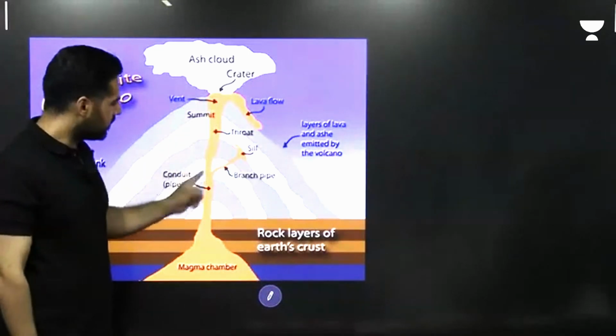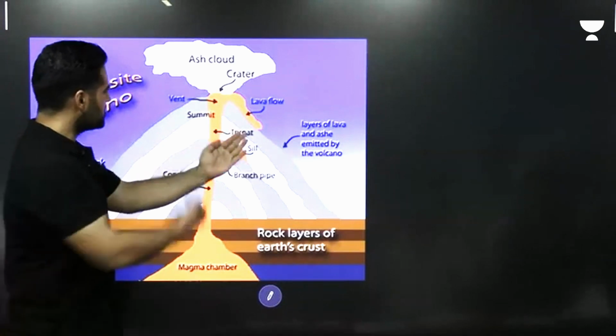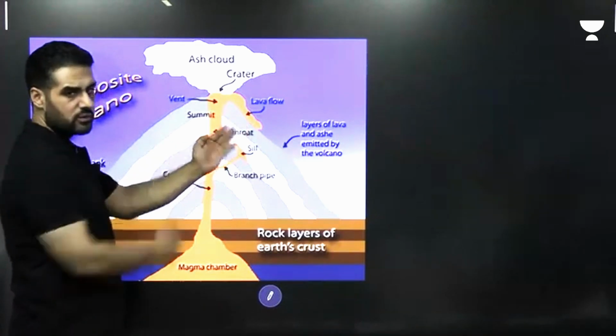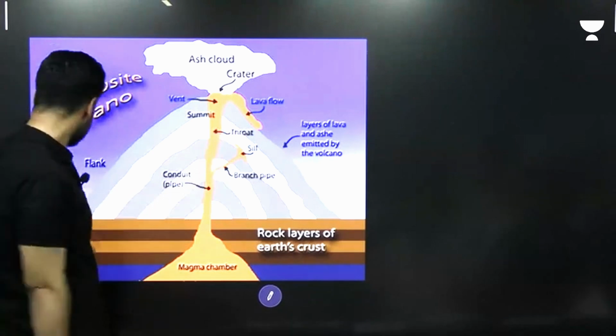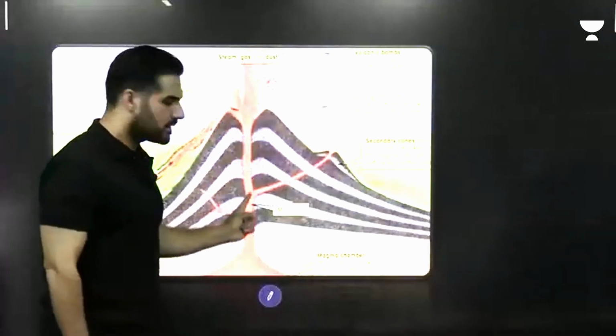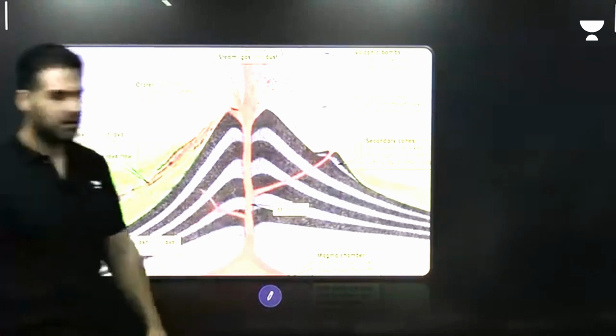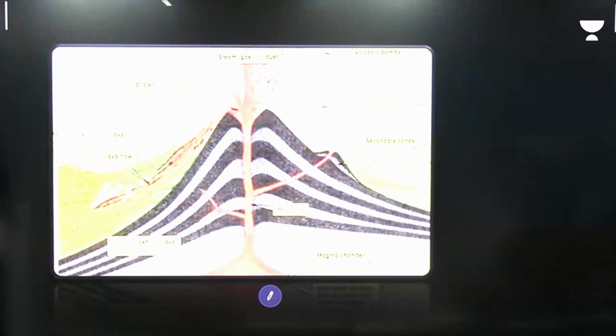Is this clear? Now, this is one opening. If it has multiple openings, what will we call it? Parasitic volcano. Am I clear to this? What is this? Primary cone. What is this? Secondary cone. Such a volcano is called parasitic volcanoes. Shall I move to the next part?